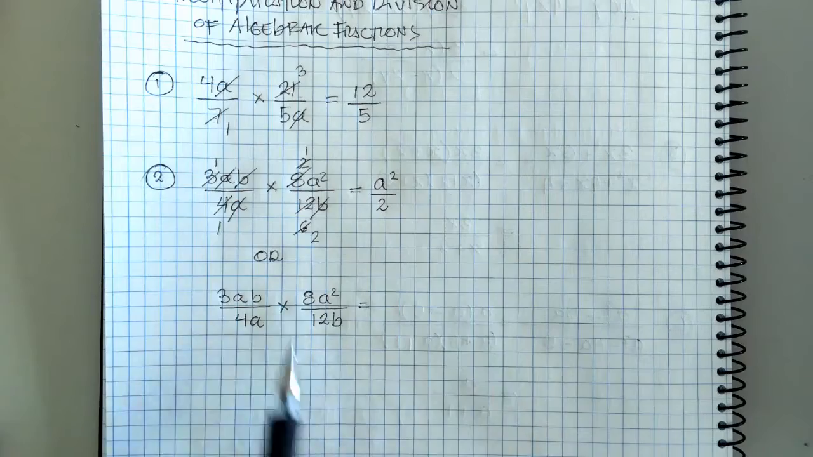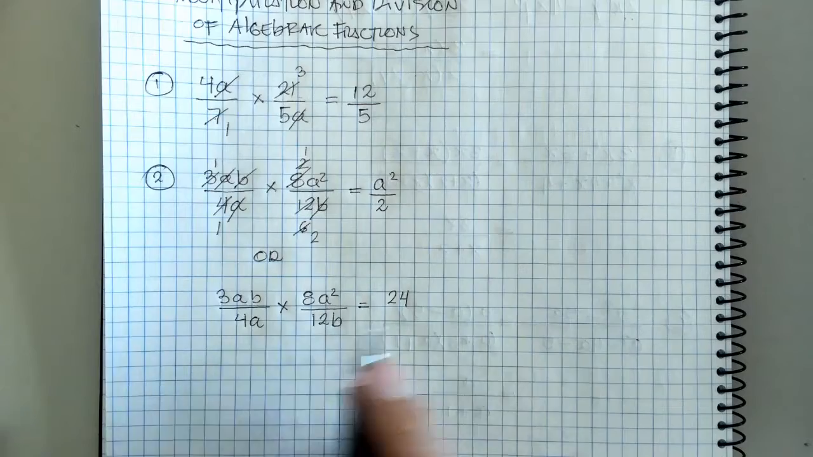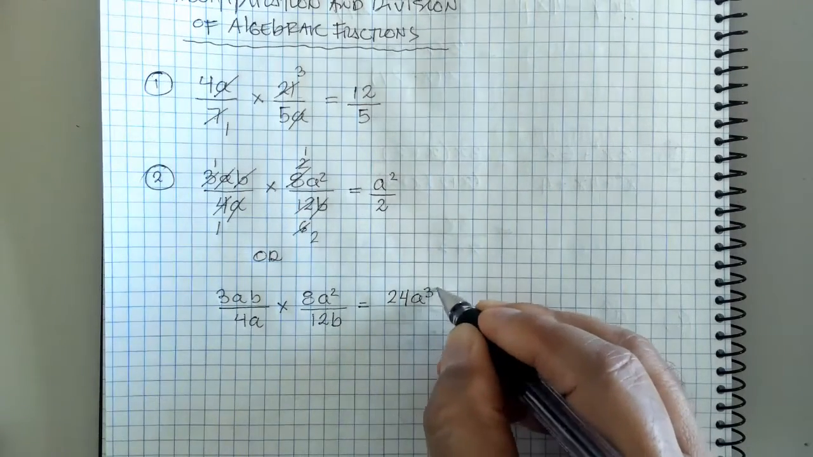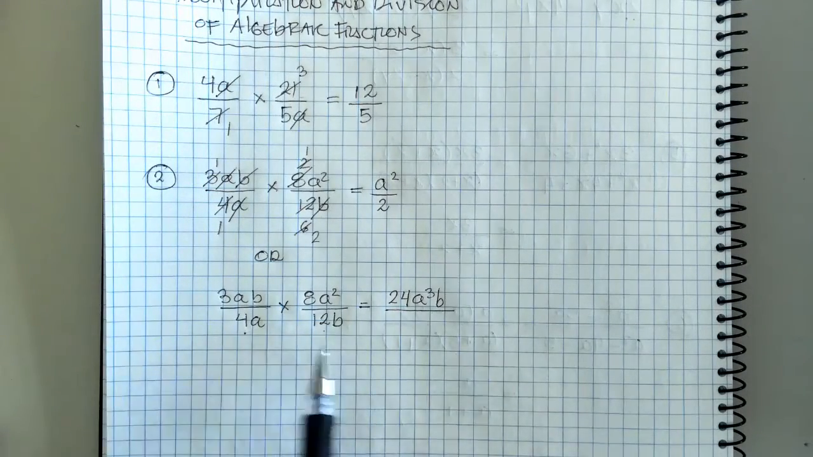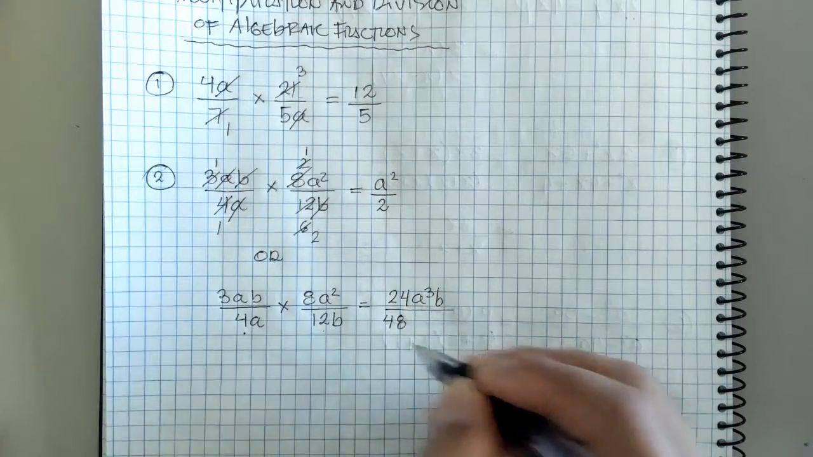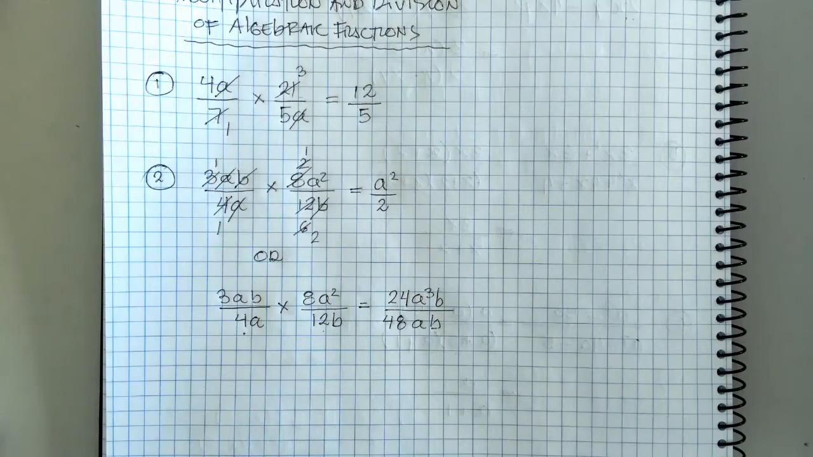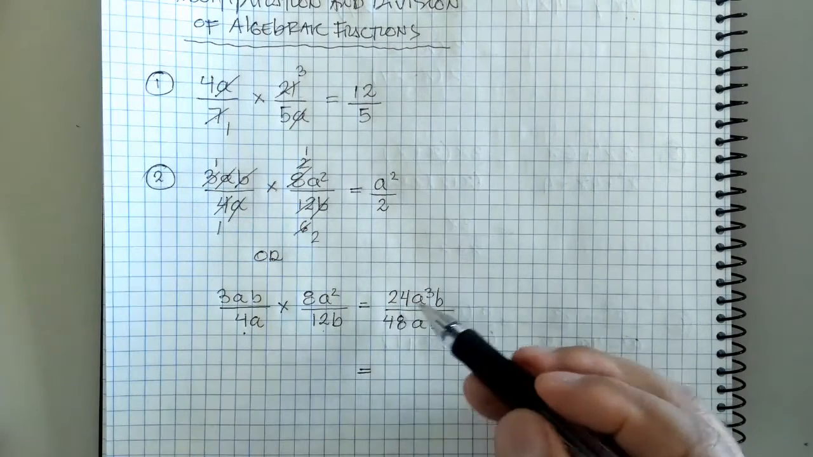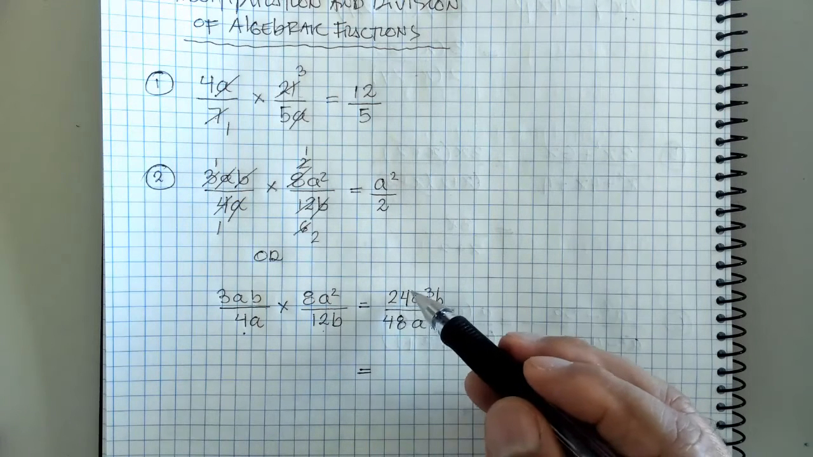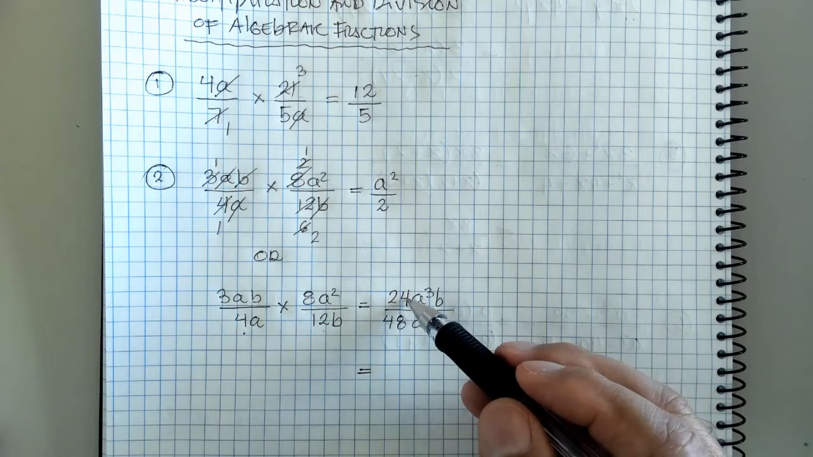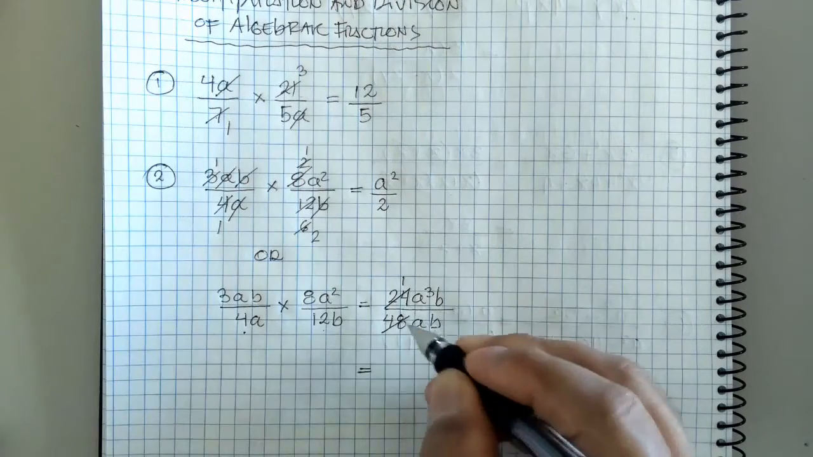So we're going to say 3 times 8 is 24. And then we have ab times a squared, so it's going to be a cubed b. And then you divide that by 4 times 12, which is 48, and then you're going to have ab. Then we simplify. 24 and 48, we know that 24 goes into 48 twice, so we get 1 and 2.